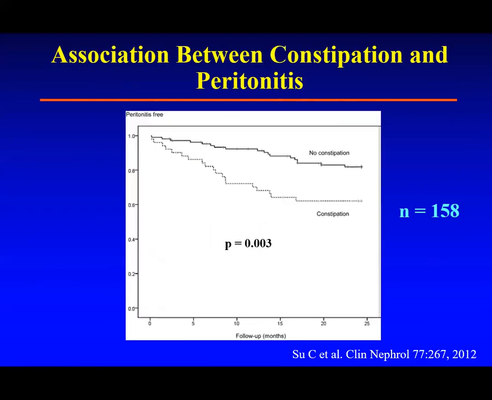And next, the relationship between constipation and peritonitis. You can see here that in comparison to the patients without constipation, there is a significantly higher likelihood of peritonitis over 2 years in the patients with constipation.